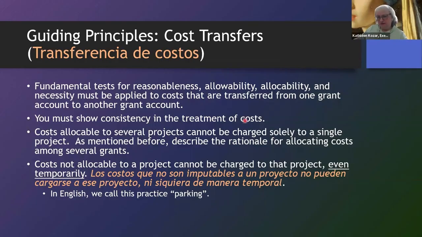You also must, again, have consistency in the way you handle these things. You have to show a record, a practice of always using the same principles anytime you are doing this as a whole for all of your active grant accounts. Costs that are allocable to several projects cannot be charged only to one single project.